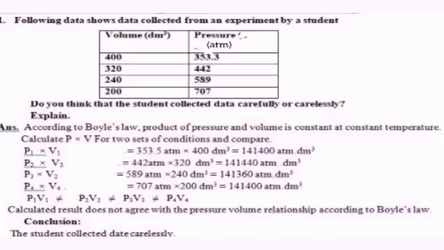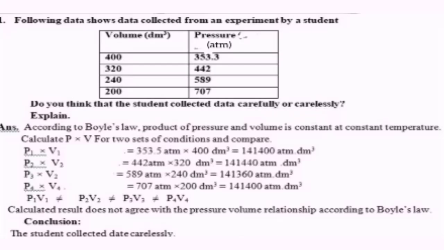Now let's try to solve some of the numericals. Now see question number 1. The following data shows the collected data from an experiment of a student. You can see we are provided with the values of volume and pressure. The volume is in decimeter cube and the pressure is in atm. The question asks, do you think that the student collected the data carefully or carelessly? Explain.